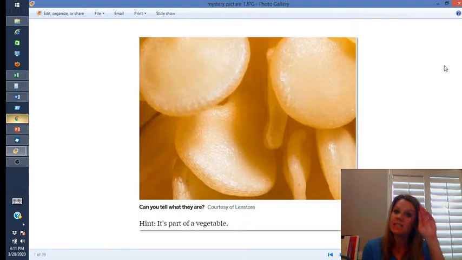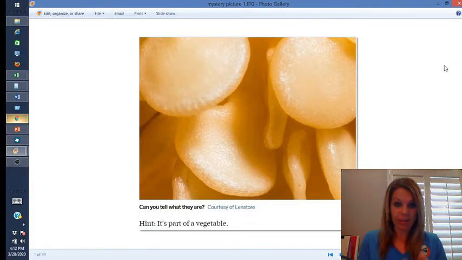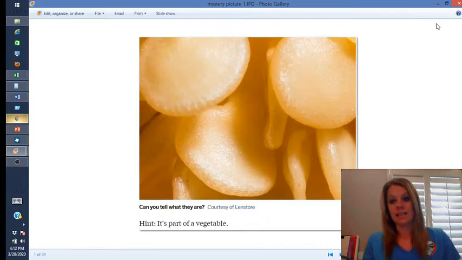So we're going to start today with a mystery picture. I was going to do this last week, but I think I forgot. I want you to look at this picture right here. It's a super close-up picture of something. It's a vegetable or a part of a vegetable. It looks kind of like these big discs. See if you can think, and make a guess as to what you think that is. We'll come back to it at the end of the lesson, so stick it out, and then you can see at the end of the lesson what it actually is.